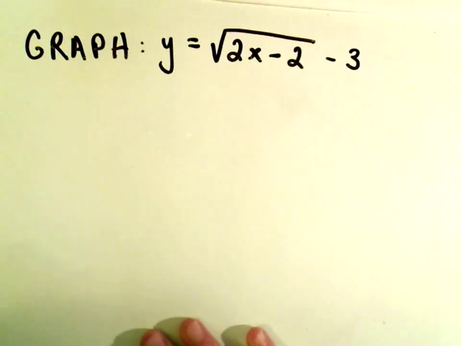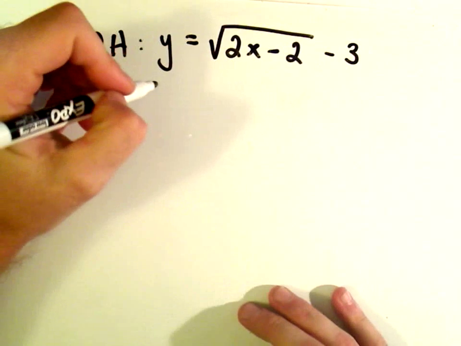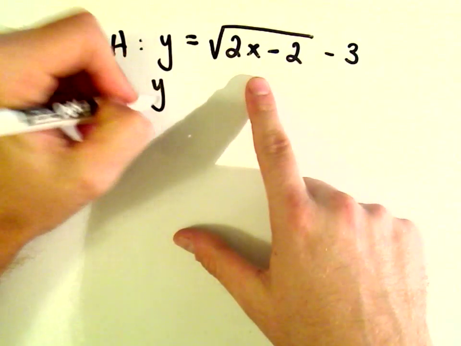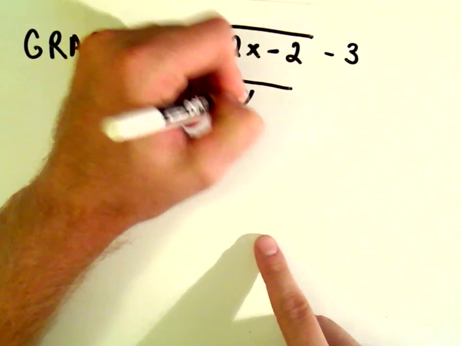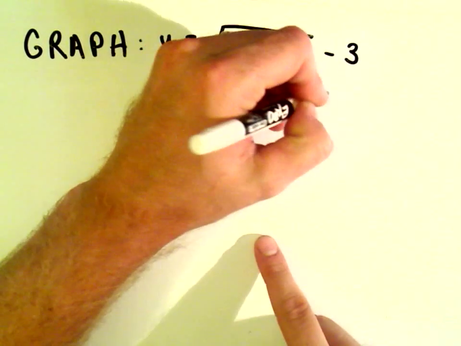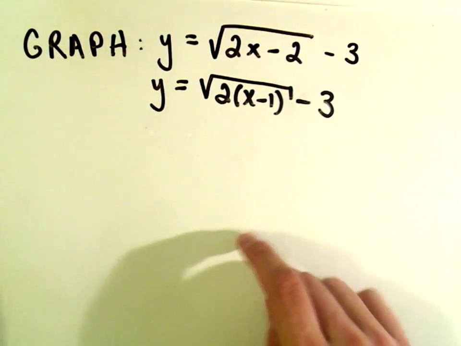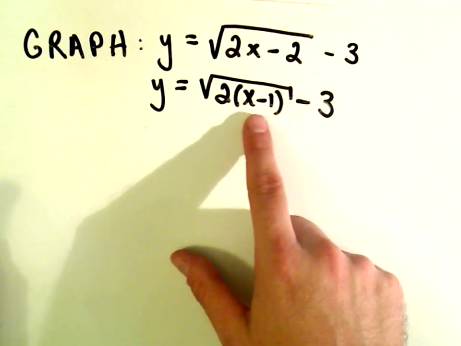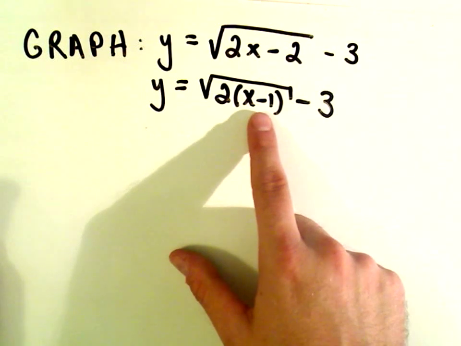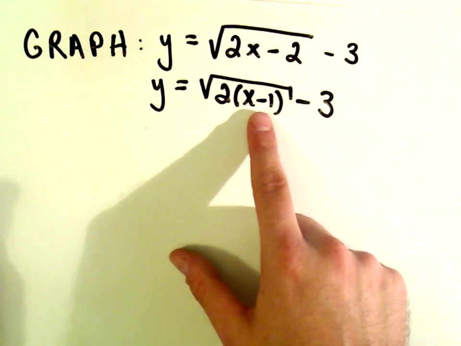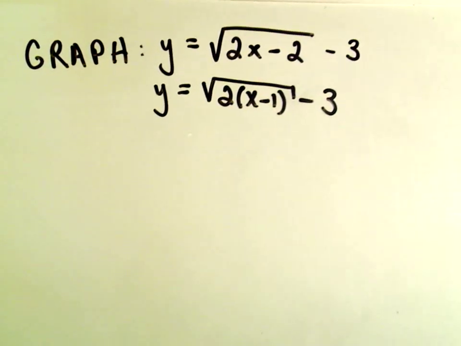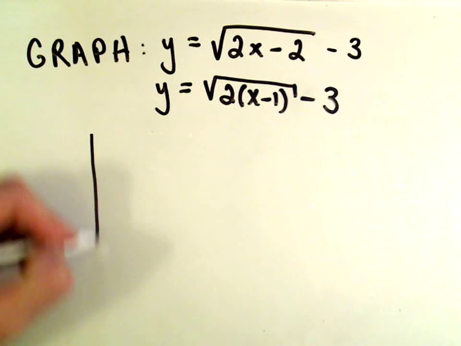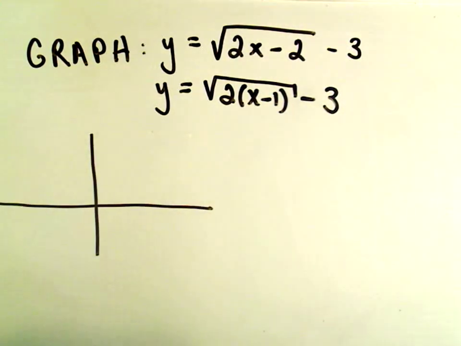Okay, so again in this one, the first thing I'm going to do is rewrite this as the square root of 2 times x minus 1, minus 3. The reason I do this is I see in parentheses an x minus 1. That's going to correspond to my horizontal shift, not the minus 2. So this one's going to be a little tricky. You have to be a little careful here, which is why I'm doing this example, to point this out.